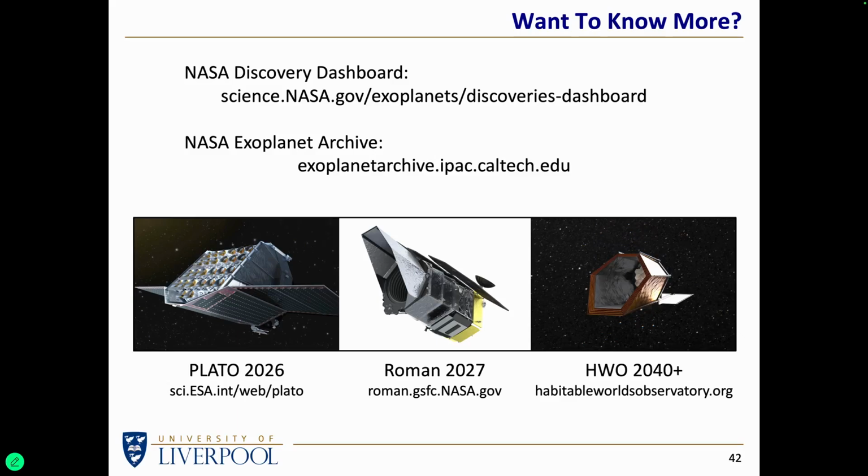So if I've piqued your interest, you can find a lot more by going to nasa.gov. They have a very nice exoplanet dashboard there. And the NASA Exoplanet Archive essentially gives you specifications, all of the details you want to find about every exoplanet that has been discovered to date.